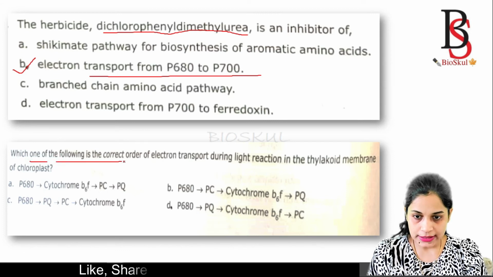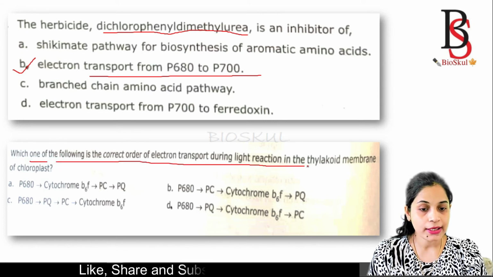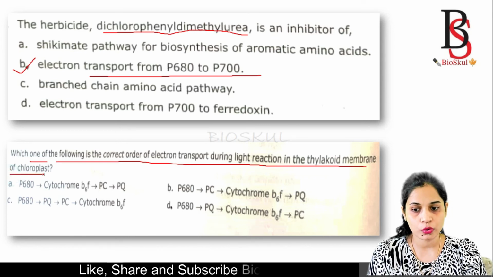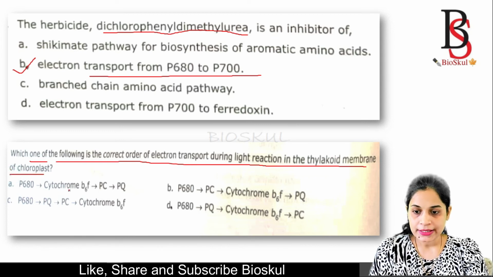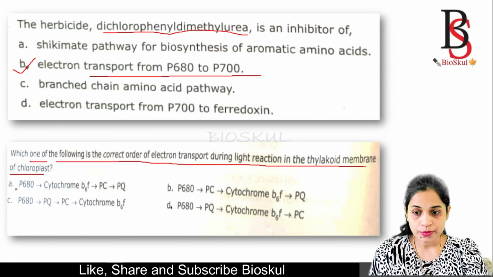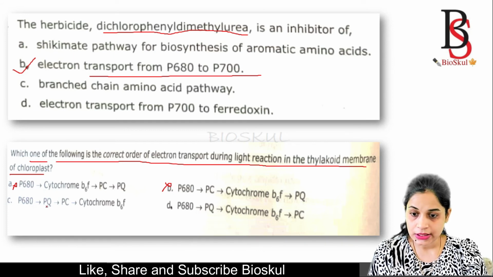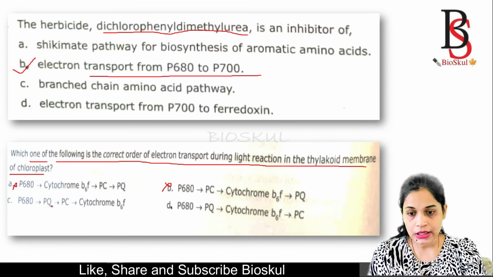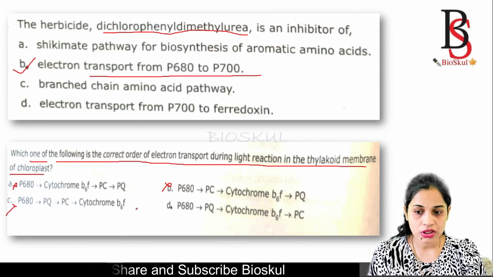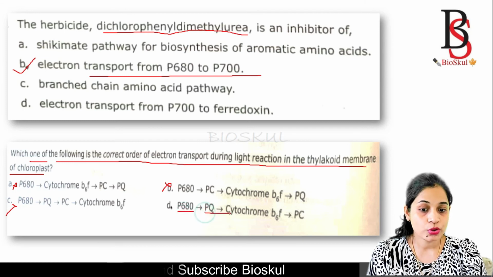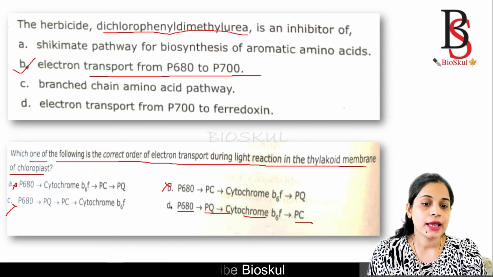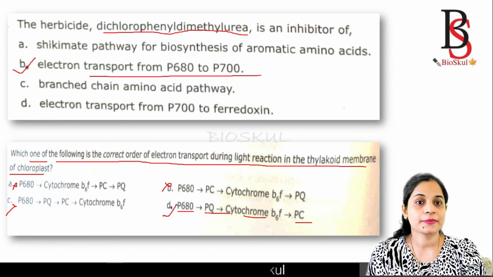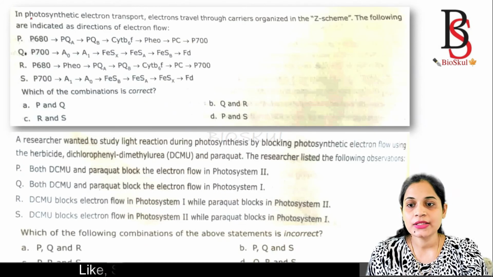Which one of the following is the correct order of electron transport during light reaction in thylakoid membrane of chloroplast? Okay, P680, then it transports to the cytochrome b6f. No, this is not right. Then plastocyanin, never. Then it moved from P680 to the plastoquinone, then the cytochrome b6f, then plastocyanin. So this is also not right. P680, then moved to the plastoquinone, then cytochrome b6f, then plastocyanin. So this one is the correct answer. Okay, let's see another question.